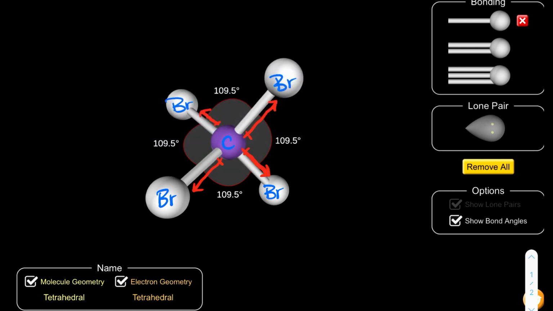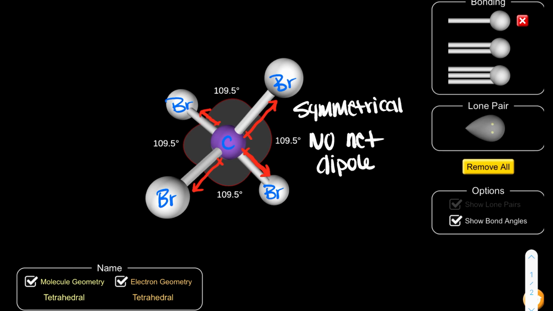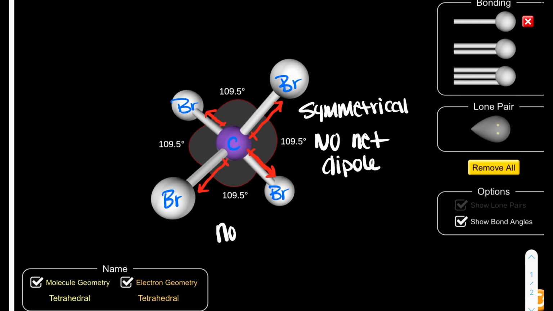And here, since all of these are going in the opposite direction, we have 4 of them here, they actually cancel out the dipole moment, so we have a symmetry here. So that means overall there is no net dipole since they get canceled out. So that means this molecule itself is non-polar.